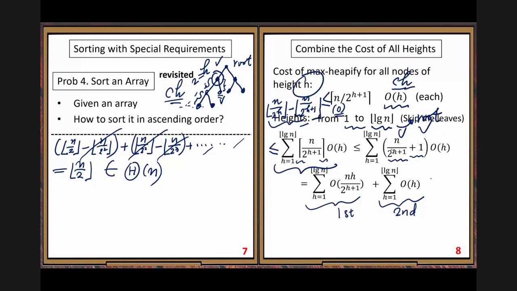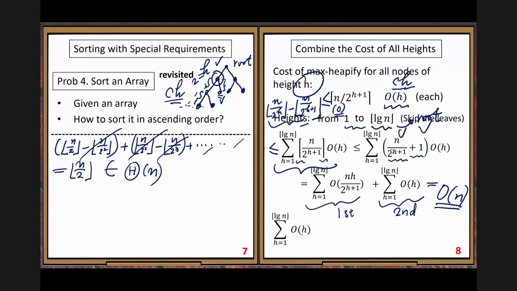And in this summation, you will see we will get big O. Here I use big O, big theta, pretty much the same. The building cost is this much. But the math on this side is actually pretty complicated. Here, this one is actually pretty easy.